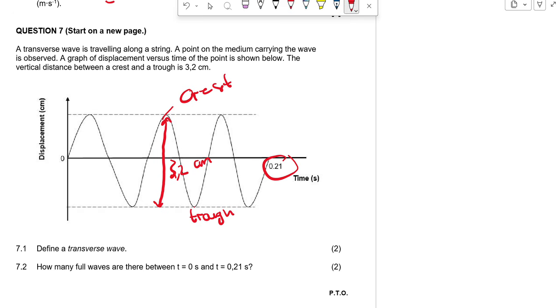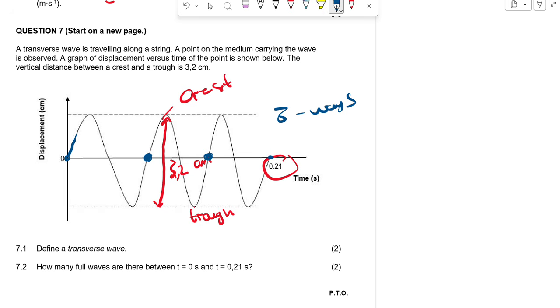So another thing that you must do, we must count waves. From here to here, that's one wave. And then from here to here, another wave. From here to here, another wave. It means we have three waves here. Three waves. You must know how to calculate waves, okay?